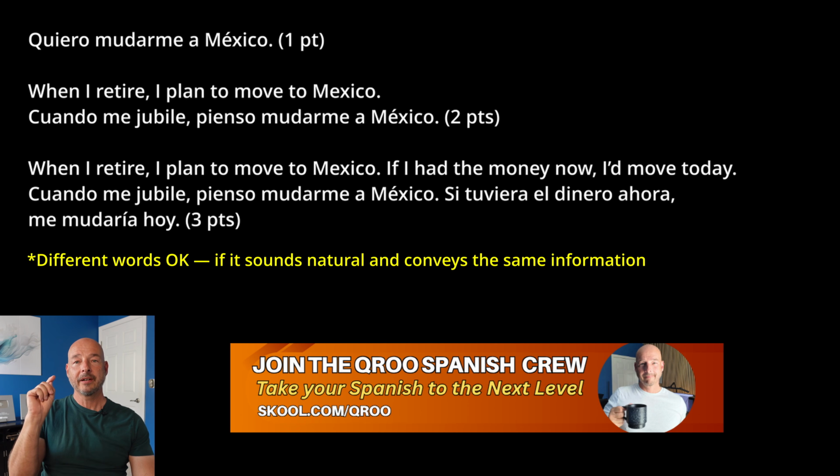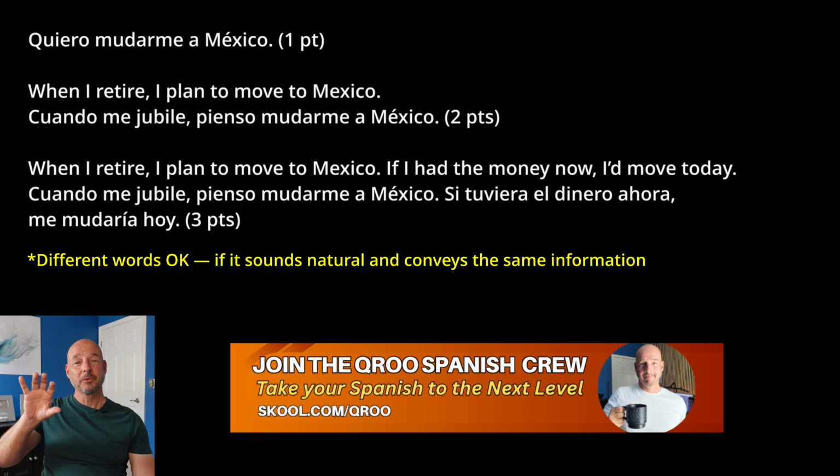What I'm looking for there in the first part is that you used the subjunctive, okay? Because you're talking about something that has to happen before the rest of the clause occurs. That's really what I'm looking for there. And our advanced sentence, Cuando me jubile, pienso mudarme a México. Si tuviera dinero ahora, me mudaría hoy.